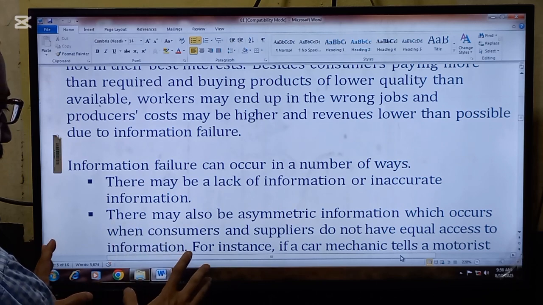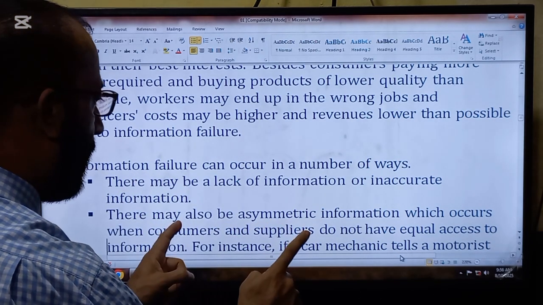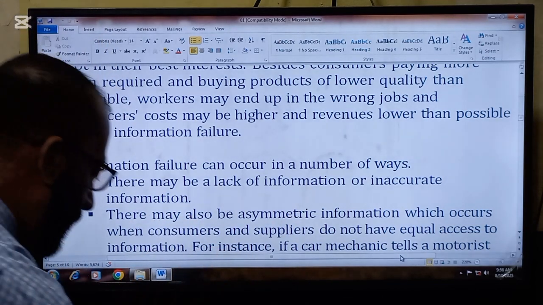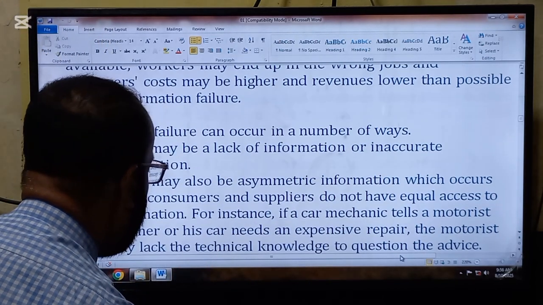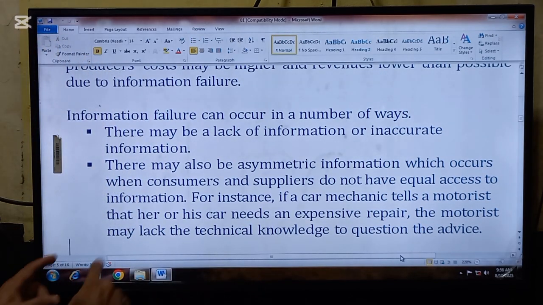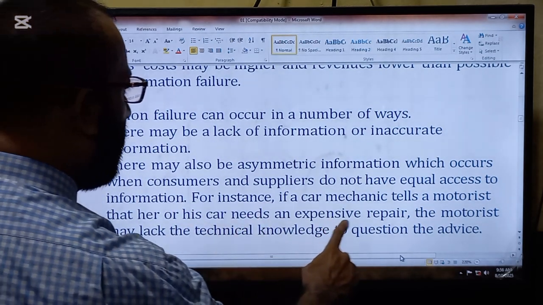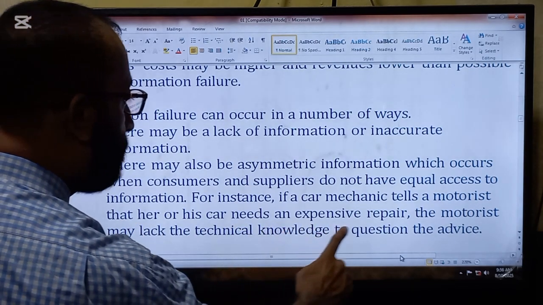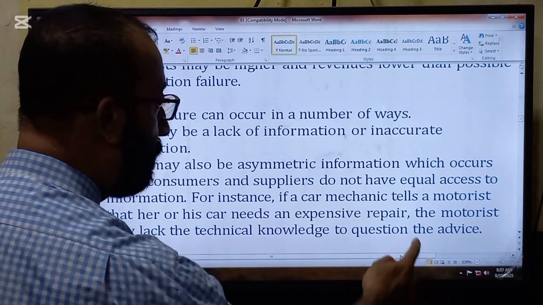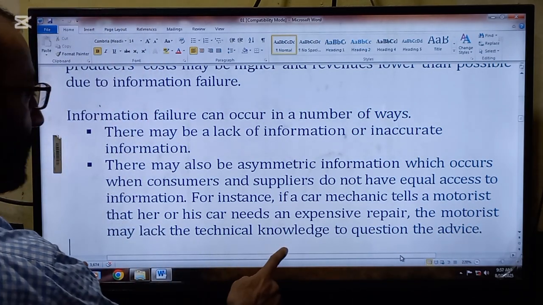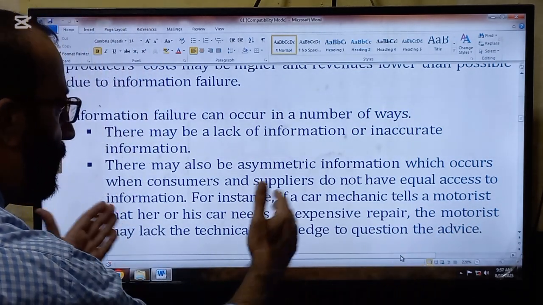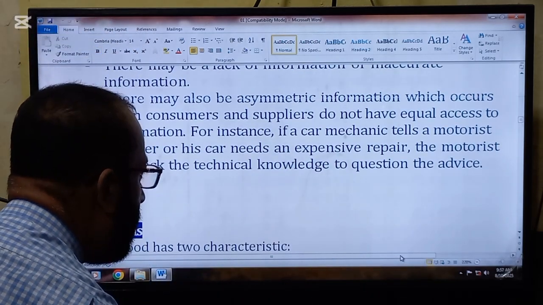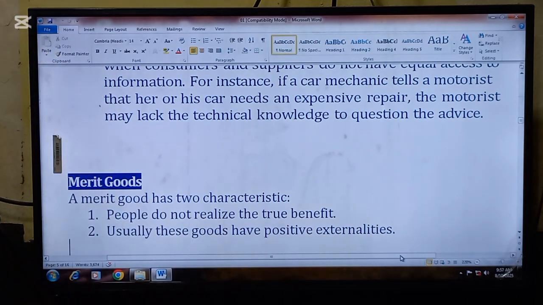So this is another way. Some have access to the full information, and some have unequal access to the full information. So this may be the other reason. For instance, if a car mechanic tells a motorist that her or his car needs an expensive repair, it is quite obvious the motorist may lack the technical knowledge to question the advice. So if he or she does not have the full knowledge, definitely he will rely on the mechanic.